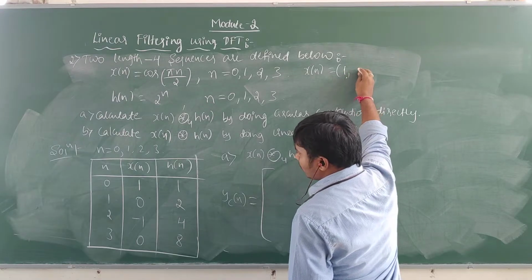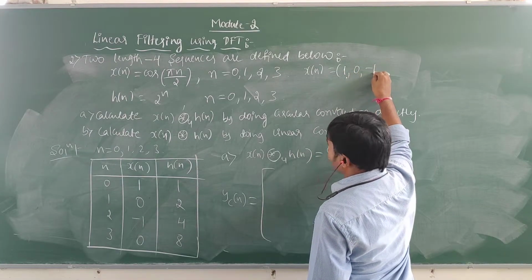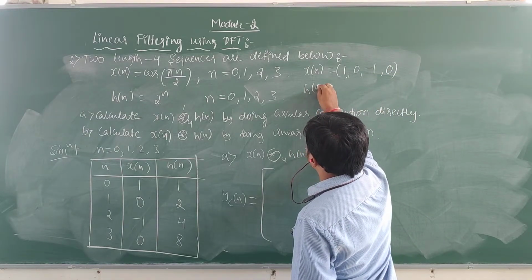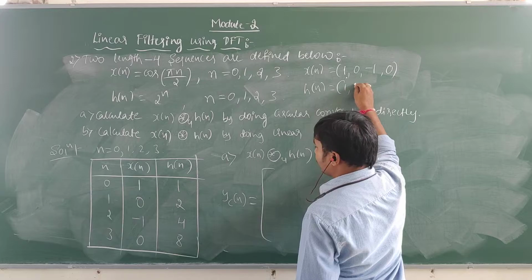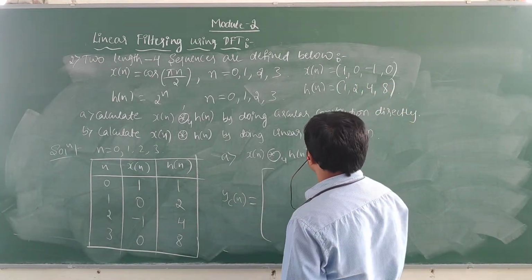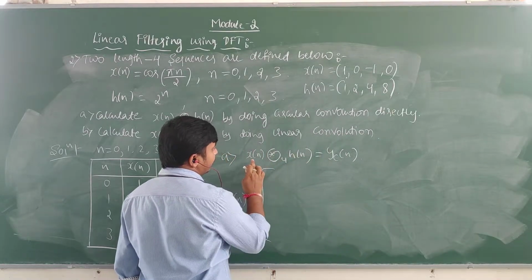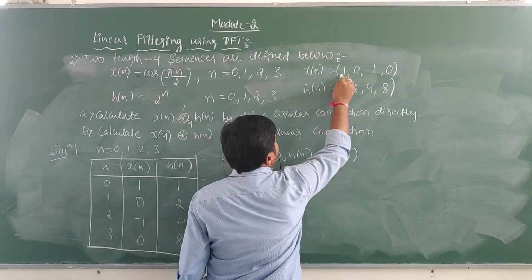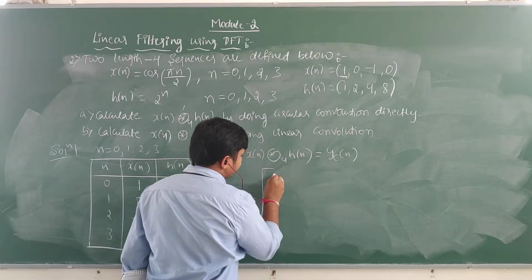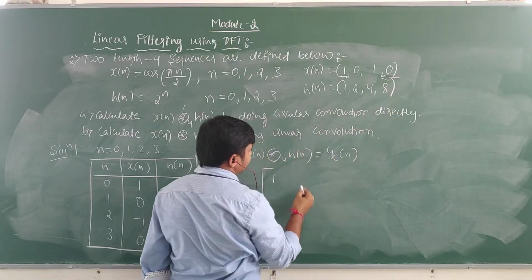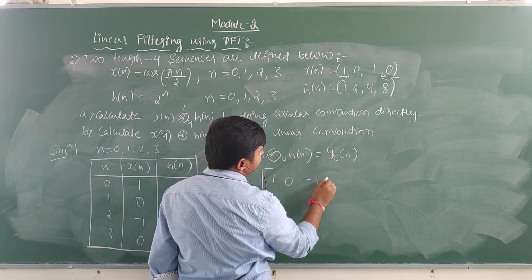x of n is 1, 0, minus 1, 0. Okay, and h of n is equal to 1, 2, 4, 8. So first I will take the x of n matrix. How to write? The first element should be the first element, and the remaining entries should be from the right side, that is 0, minus 1, 0.